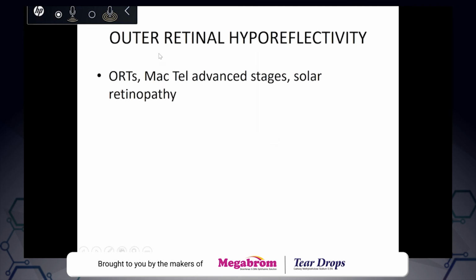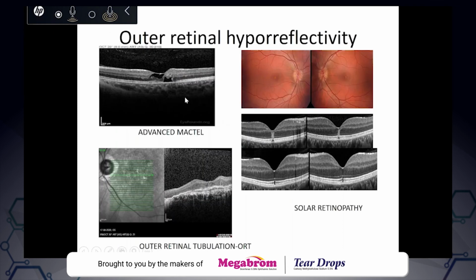Outer retinal hyporeflectivity are actually outer retinal tubulations, advanced stages of macular telangiectasia (MacTel), and solar retinopathy. Look at this patient. I showed you the initial inner retinal hyporeflectivity as MacTel. Now in the advanced stages, the outer retina also gets damaged. Actually, the ellipsoid zone, the external limiting membrane, and the outer retina itself get damaged.